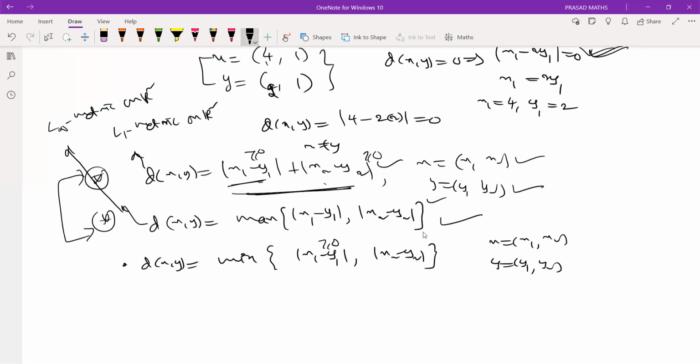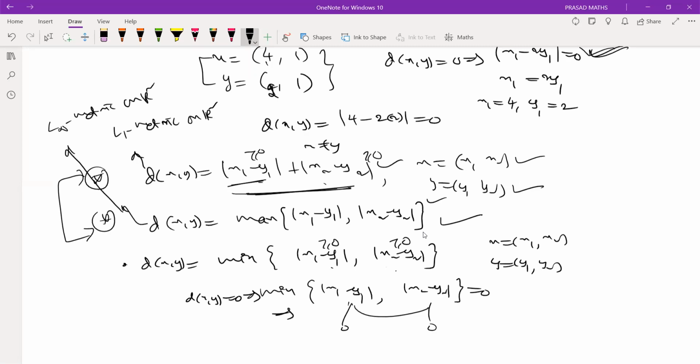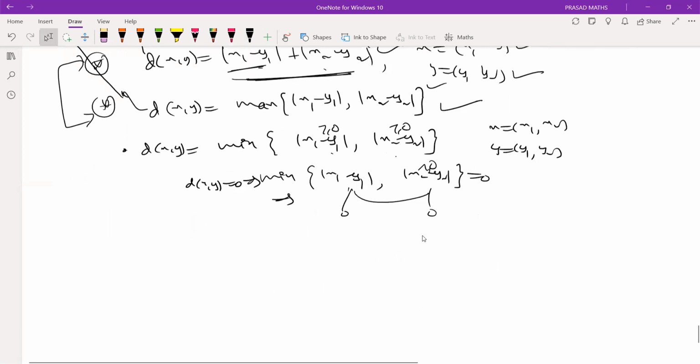Non-negative, there is no problem, right? This is non-negative, this is non-negative, so the minimum of these is non-negative. It is always meaningful, it is a real number. So what about the second property? Suppose d of (x, y) is 0. What happens? The minimum of mod of x1 minus y1 and mod of x2 minus y2 is 0. When is the minimum 0? At least one of them is 0, either this one or that one, because both are non-negative.